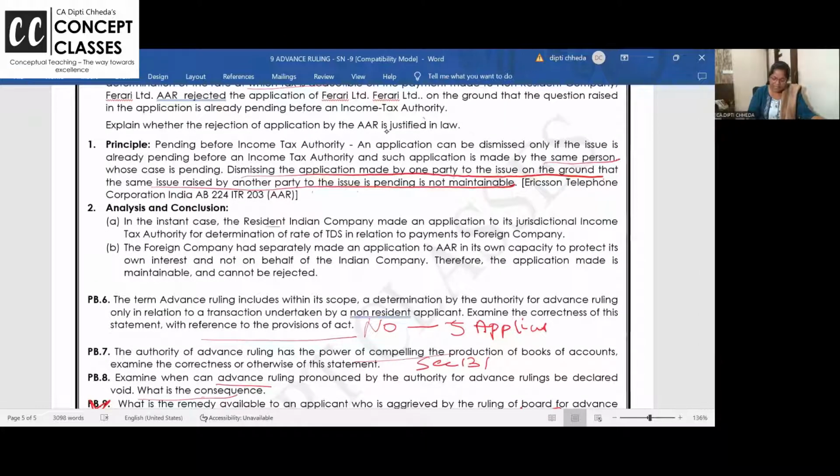In the instant case, the resident Indian company made an application to the jurisdictional income tax authority for determination of the TDS rate, and the foreign company has separately made an application to the AAR in its own capacity to protect its own interest, so that by mistake 30% is not deducted instead of 5%. Therefore, the application made is maintainable for both and it cannot be rejected. This they can ask again because it's a wonderful question logically.